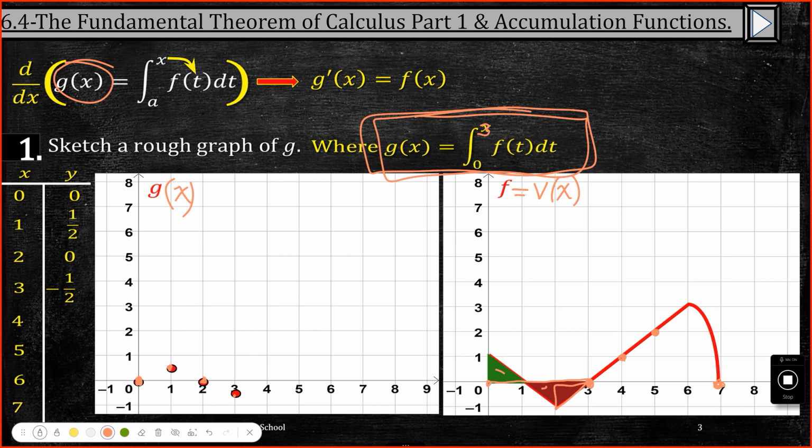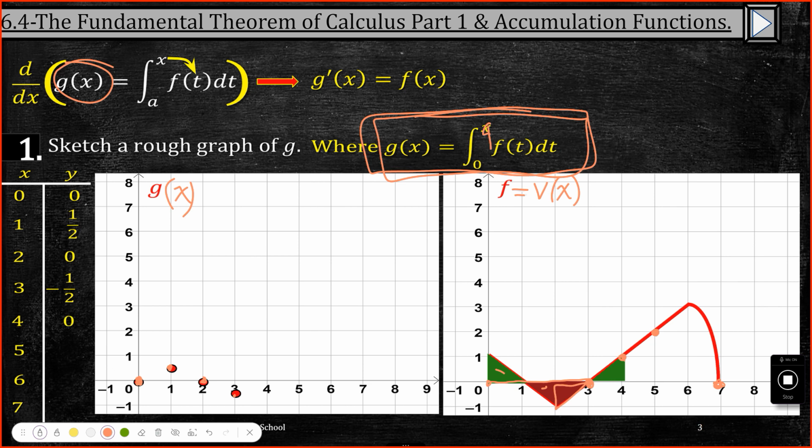Then we continue on with accumulating 4. So what is g of 4? This is 4. From 0 to 4? What is it? 0. So this is going to be 0 here.